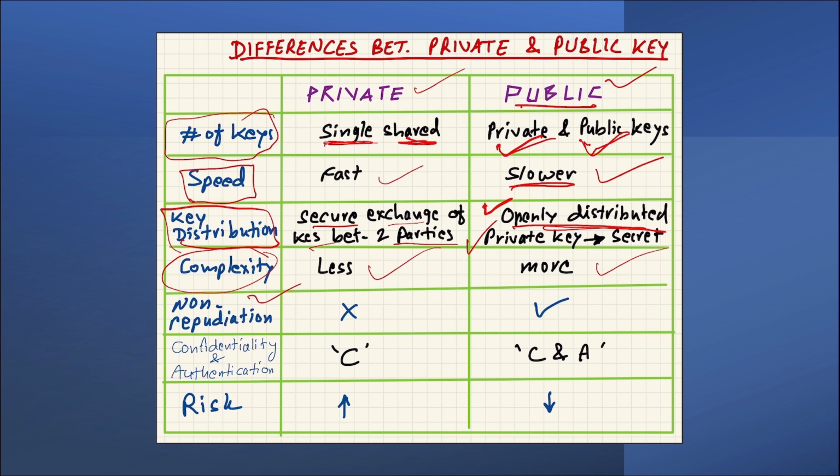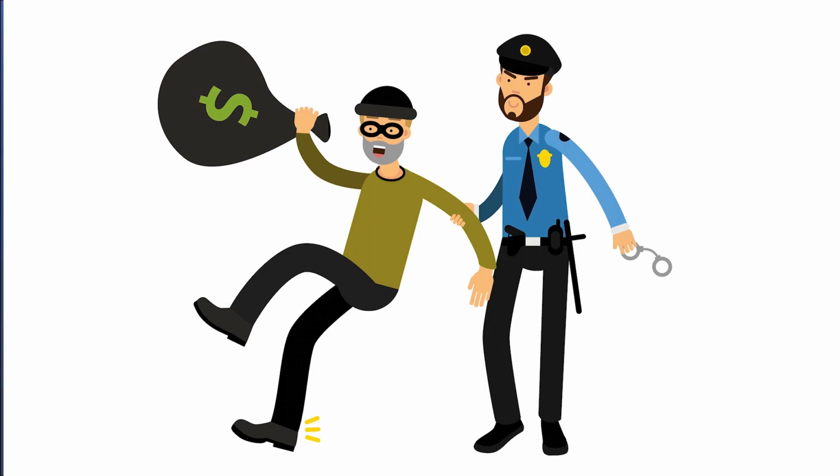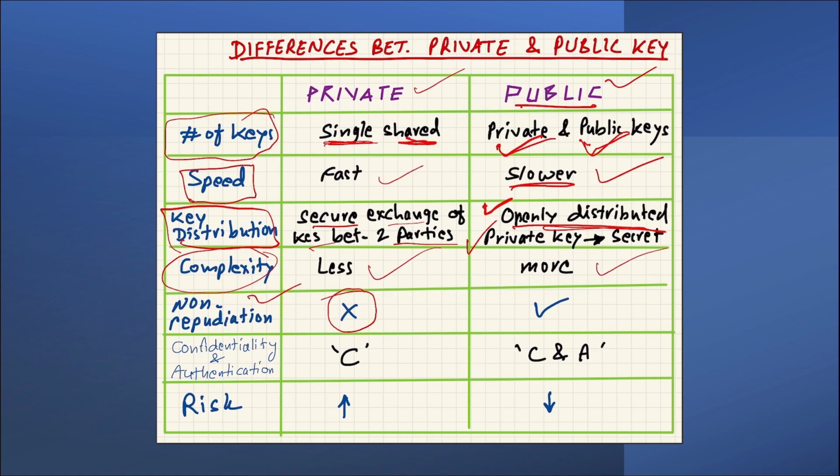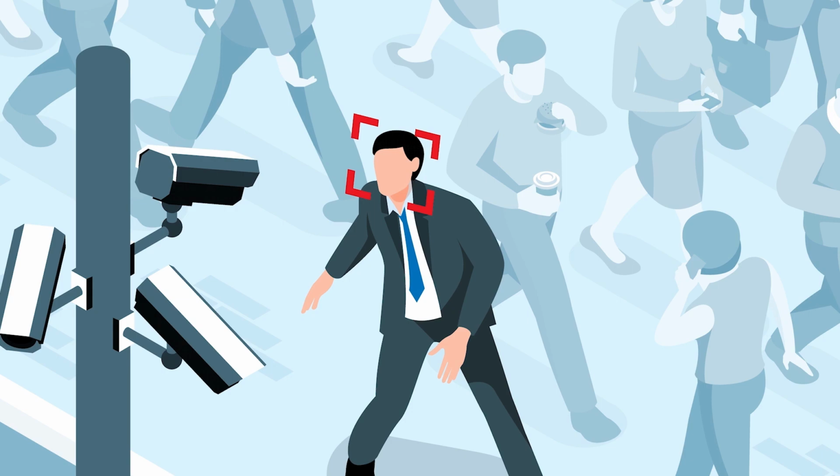Non-repudiation. Private key cryptography does not provide non-repudiation. What does it mean? Non-repudiation means that if somebody has performed some action, he must not be able to deny that he has done it. For example, if a thief is caught stealing something and says in court that he hasn't done this, CCTV footage can be produced as evidence, and if the thief has been caught in that footage, he cannot deny that it was him. That's what we call non-repudiation.